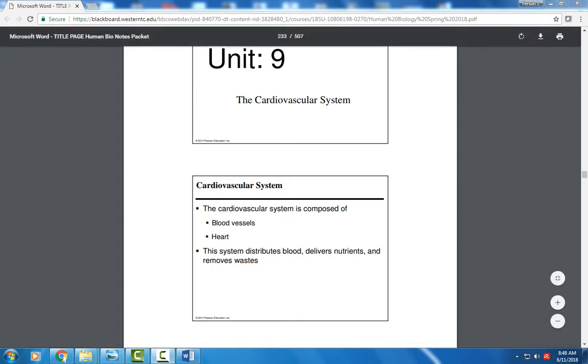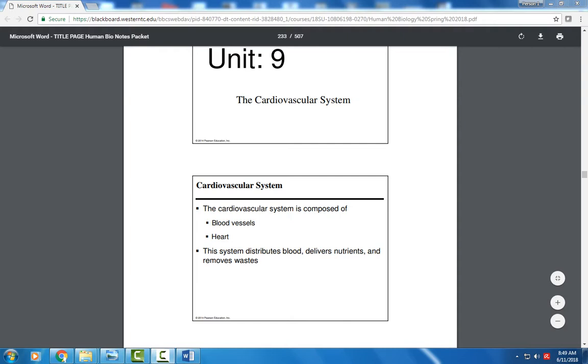Alright, this is a video lecture discussing the cardiovascular system. This is week 3 of our class, and our lecture notes packet is not in order with our new textbook, so I'm going to have to ask you to page forward in your notes packet to page 233. That's where the notes begin on the cardiovascular system. So it's chapter 5 and 6 in our textbook.